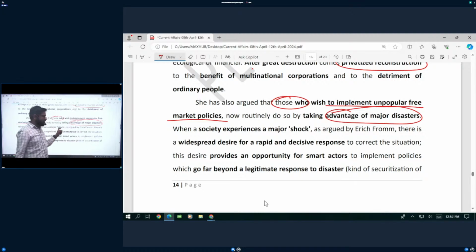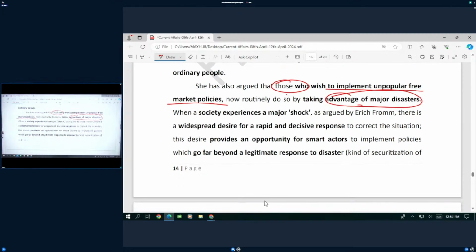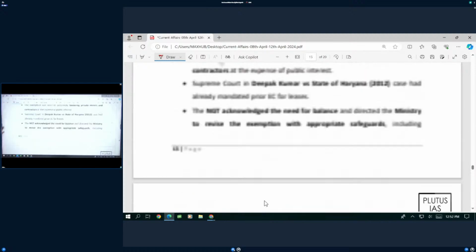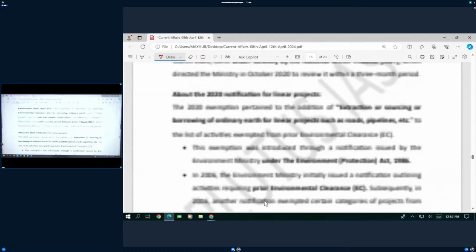This is what she argued, that leaders implement unpopular free market policies. These are unpopular policies, privatizing a company, removing the people, taking advantage of a disaster. When people are occupied by a disaster, running for their life and other things, government uses that opportunity to weaken regulation because people are unable to protest. ठीक है, यही सब इसमें लिखा है. अब आते हैं न्यूज़ पे, what happened.